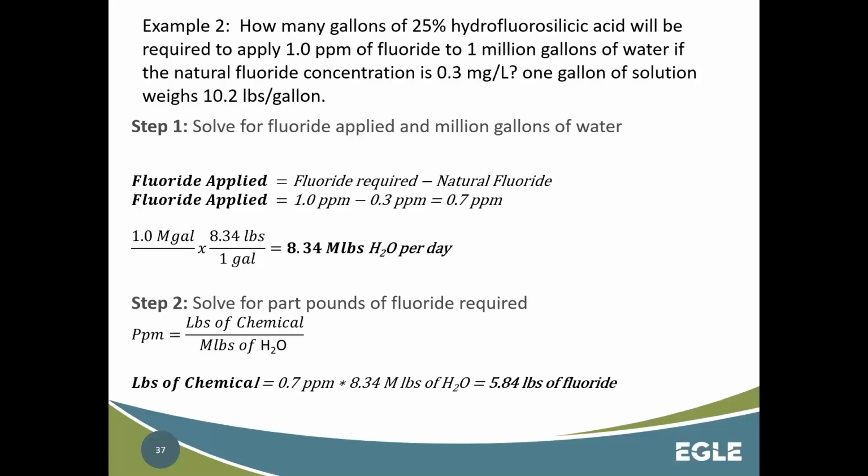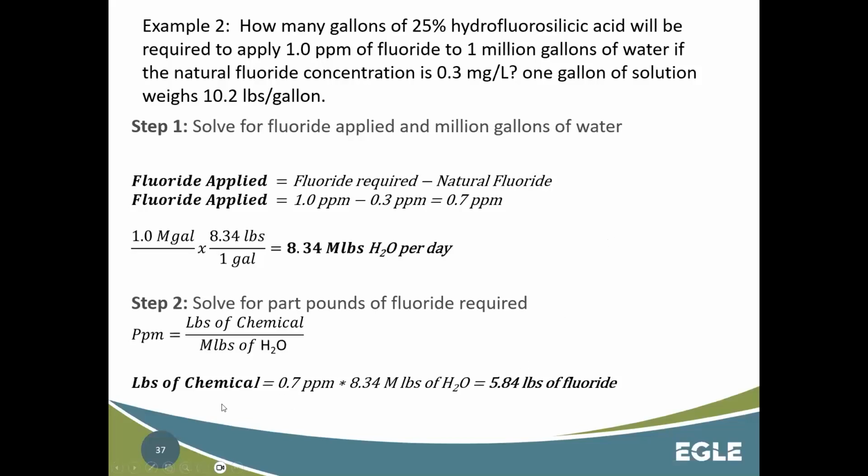So again, we're going to convert our gallons of water to pounds. That's step 1. And in step 1, we also determine how much fluoride we need to apply. So we already have 0.3 naturally in our water. So if we want to apply 1 and we already have 0.3, we subtract 0.3 and we need to apply a concentration of 0.7 parts per million to our water.